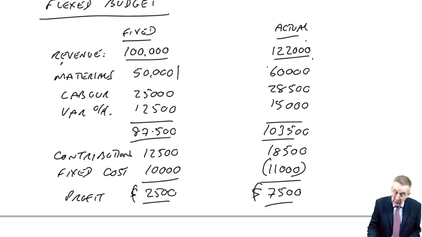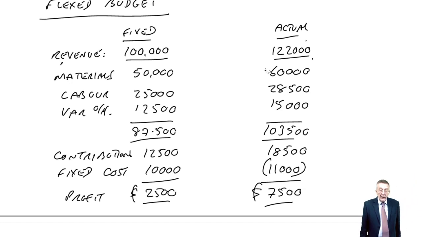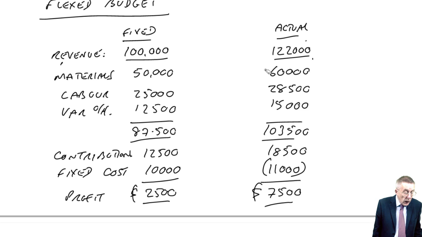We budgeted on spending 50, we actually spent 60. We've overspent by 10,000. Well, I can hardly blame the materials manager. I'm not going to say sack the materials manager. Why have you overspent? Because the reason we have spent more is, have a look, we produced more.